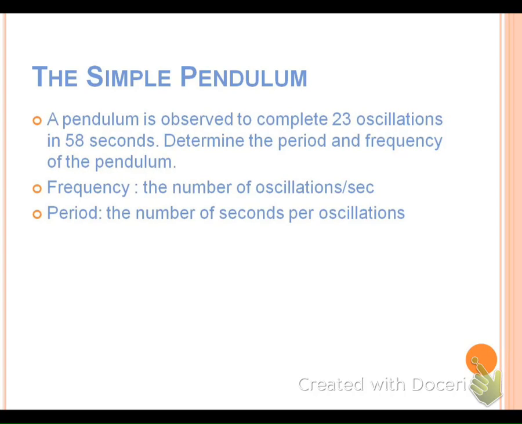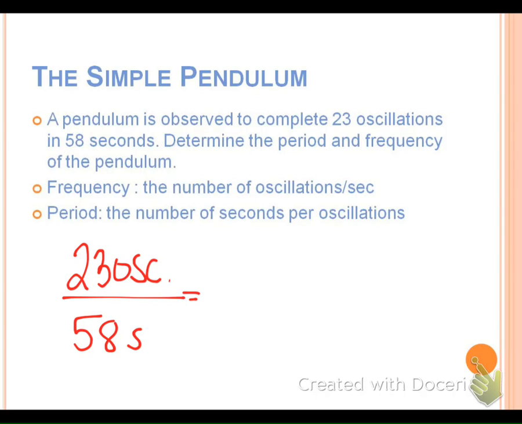23 over 58. So if we want to find out the frequency, which is oscillations per second, we're going to take 23 oscillations over our 58 seconds. Okay, and that gives us a value of, what's that make our frequency? 0.396. Okay, so 0.4.